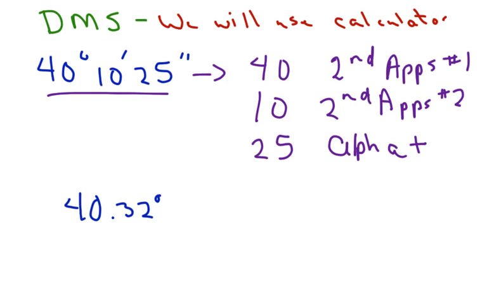Then you hit enter, which I haven't done yet. So let me delete. I'm going to type 25, alpha, plus. Hit enter. And you'll get 40.1736 and so on.